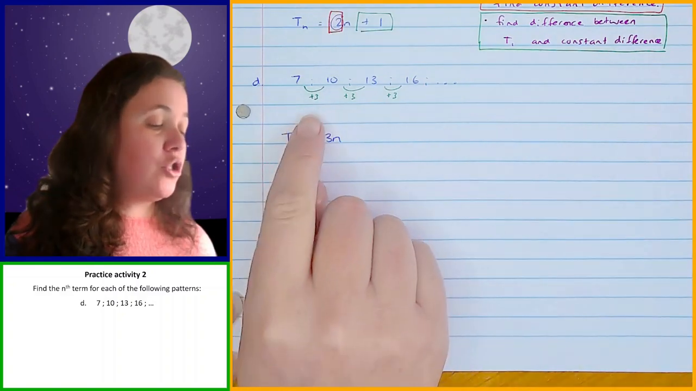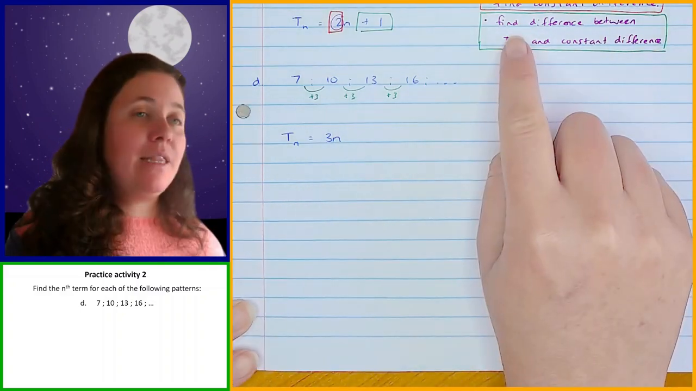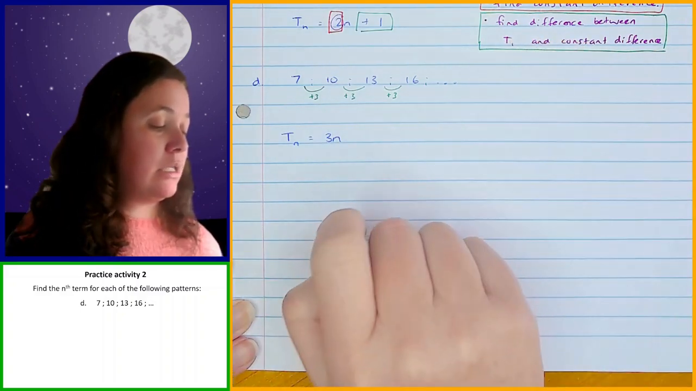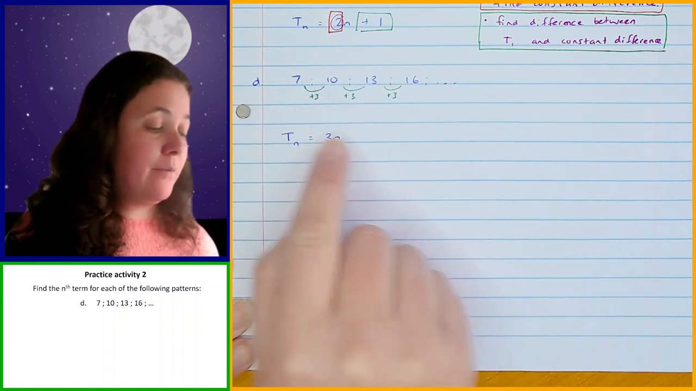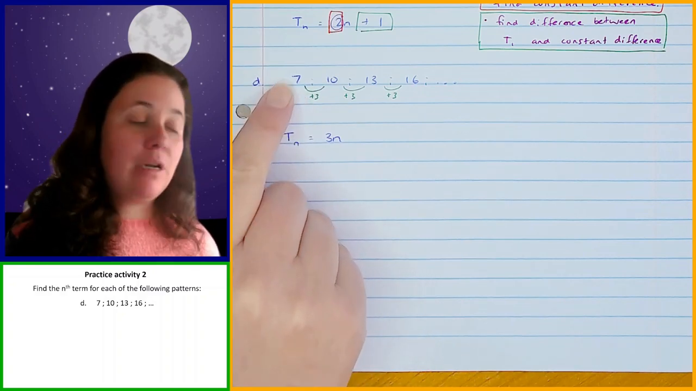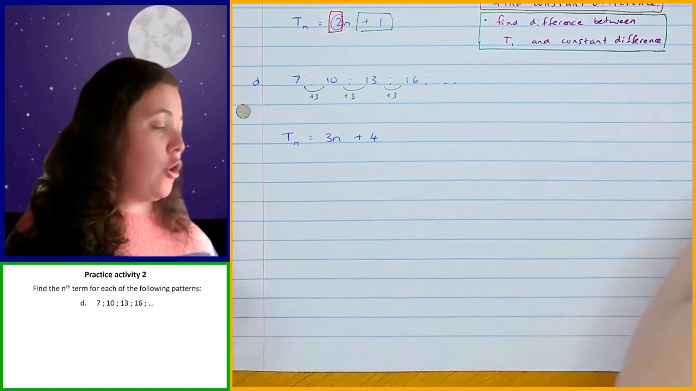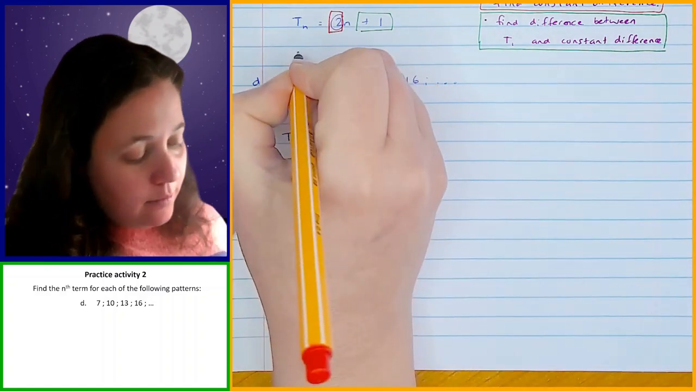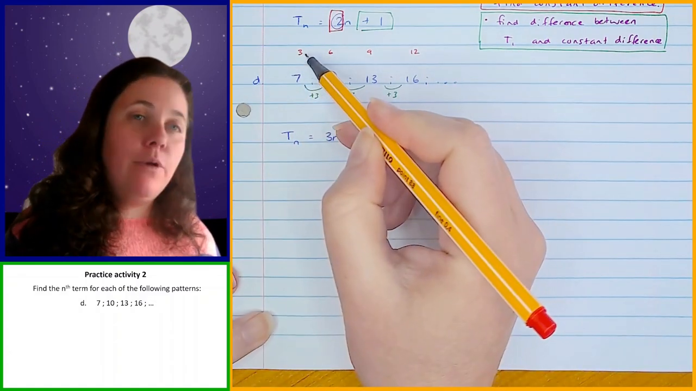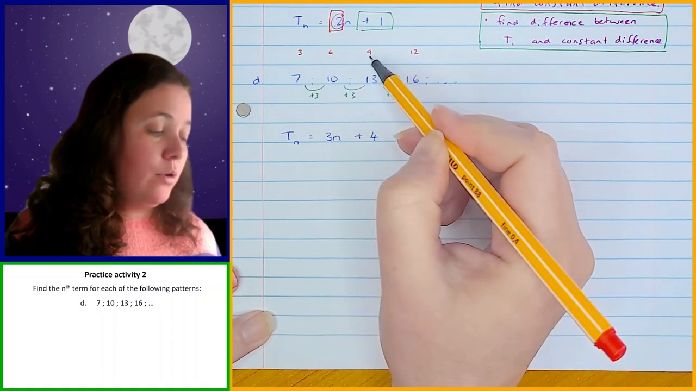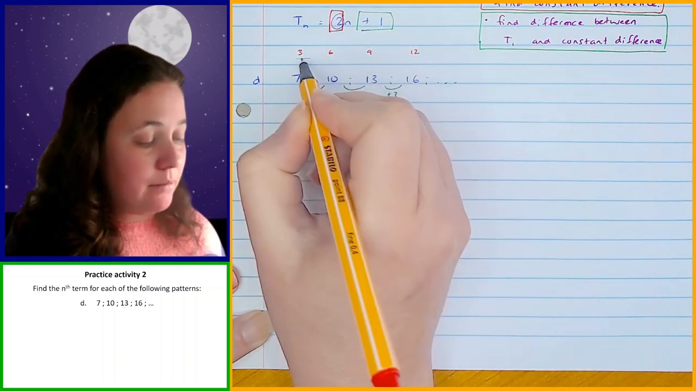Now I need to see what I must do to this pattern to get that pattern. Remember we said we need to find the difference between T1 and the constant difference. Whatever I must do to the constant difference to get T1, that is what I'm going to be doing over here. So what must I do to 3 to get 7? I must add 4. If I add 4, I'm going to go from a pattern that looks like this to this. If you look over here, from 3 to 7, I plus 4, plus 4, plus 4, plus 4. So 3n on its own is just going to give me that pattern.